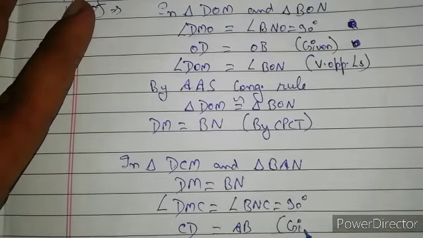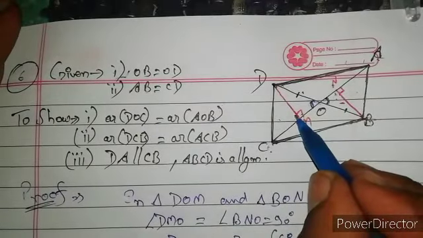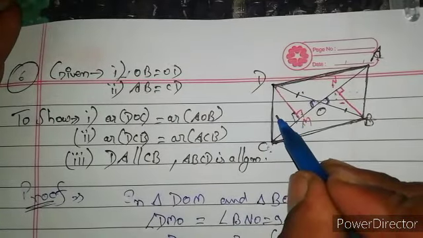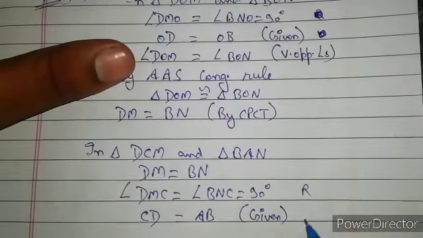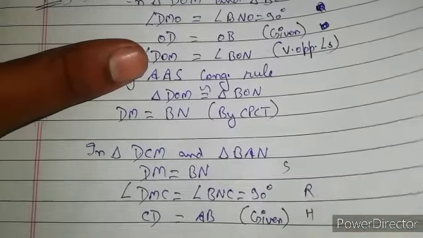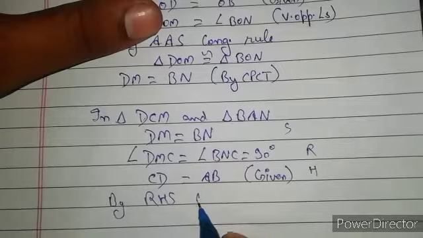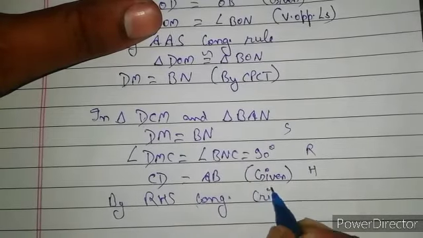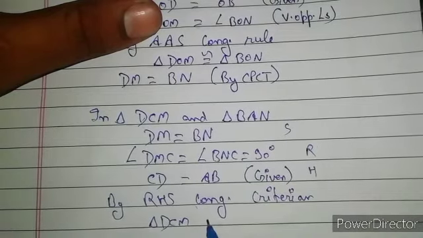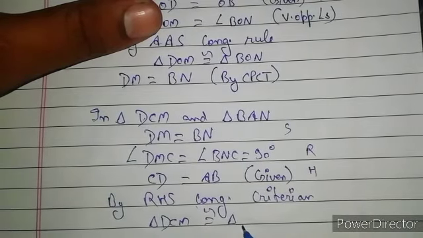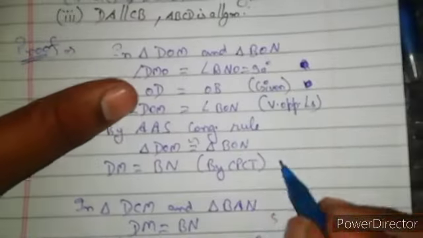It is given. This is a right angle triangle, and the side opposite to the right angle will be the hypotenuse. So here we can apply: this is the right angle, this is the hypotenuse, and this is one of the sides. So by the RHS congruency criteria we can say that triangle DCM is congruent to triangle BAN.